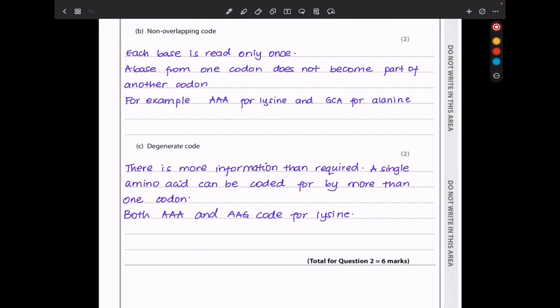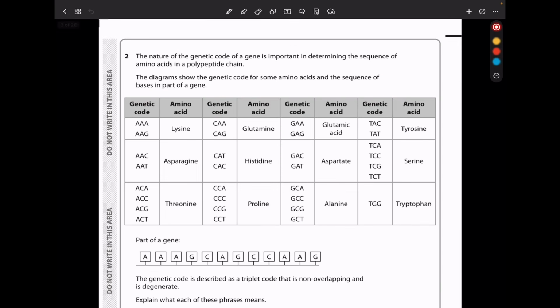In part C, the genetic code is degenerate. This is because there is more information than required, and a single amino acid can be coded for by more than one codon. For example, both AAA and AAG code for lysine. If you look at all these amino acids, the first 2 bases are almost the same for a specific amino acid. For example, threonine is coded for by codons whose first 2 bases are AC. In here we can see proline, the first 2 bases are CC. So the information is almost coded in the first 2 bases.